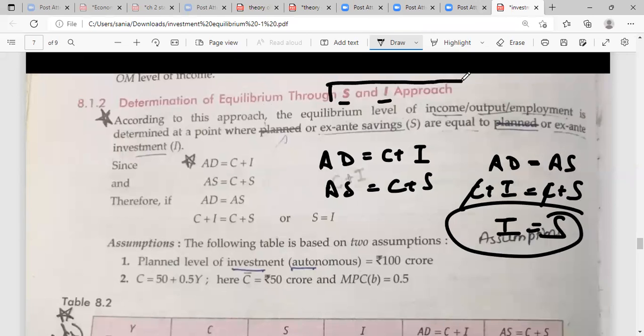Okay. So what you are going to write? You are going to write S and I approach. Okay, and then you will write, according to this approach, the equilibrium level of output, income, employment is determined at a point where ex ante savings are equal to ex ante investment. Clear? Okay, ex ante savings you already know, right?